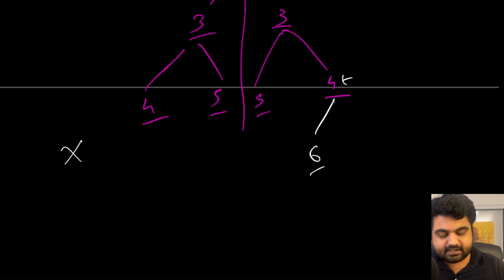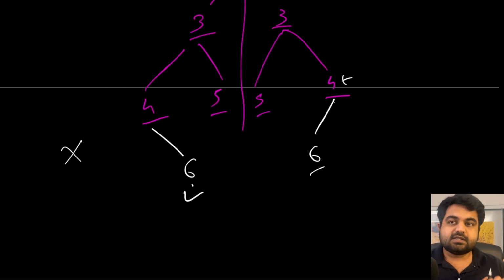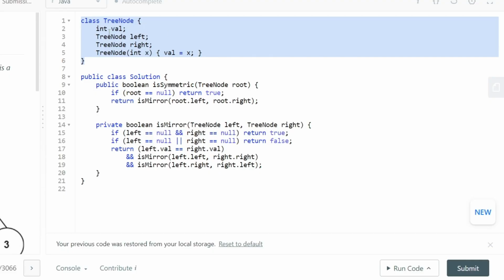But in this case, if we did have another child like this, then we could have said that this is also symmetric. So this is the logic that we are going to apply. Now let's see the coded solution for this one. So first, this is the definition of our tree node, where every single node has a value. It has a left child and it has a right child. Now let's see our solution.